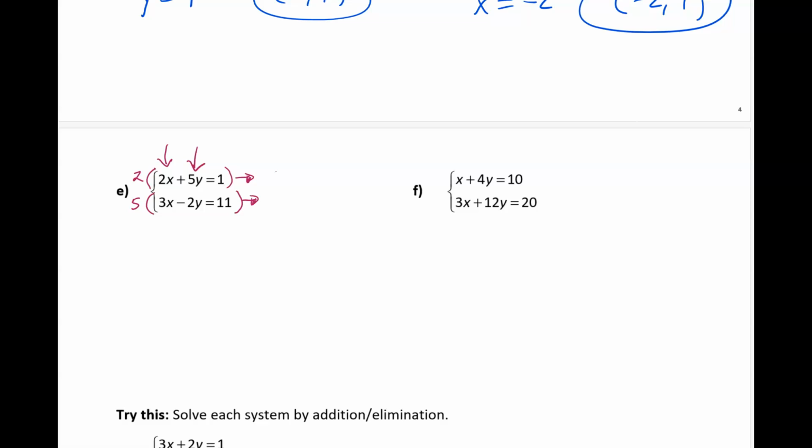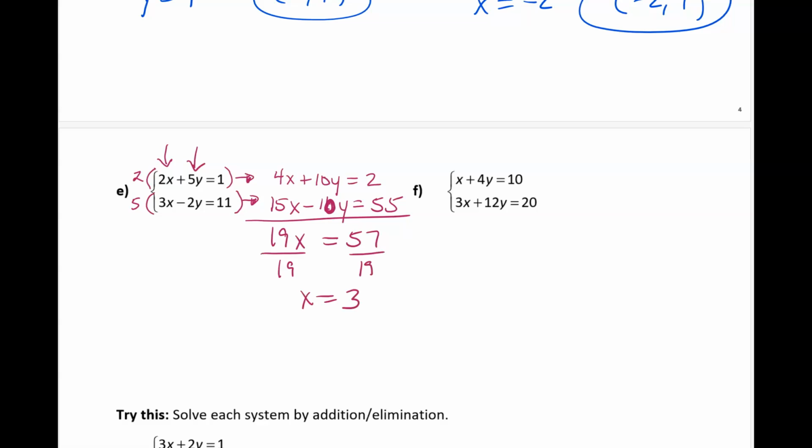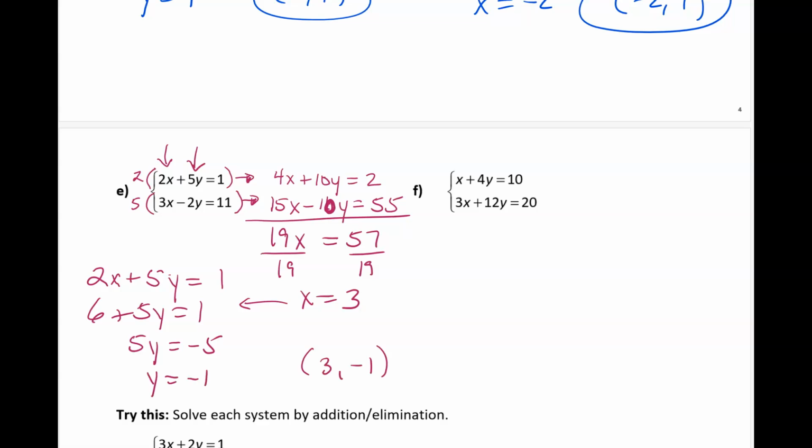So 2 times the first equation gives us 4x plus 10y equals 2, and 5 times the second equation gives us 15x minus 10y, it's supposed to be a 10, is equal to 55. Adding them together, we get 19x equals 57, and dividing by 19, x is 3. And then we can take either one of the two equations, so I'll use 2x plus 5y is equal to 1, and if I replace the x with 3, that's going to give us 6 plus 5y is equal to 1. So 5y is equal to negative 5, and y is negative 1, so 3 comma negative 1.